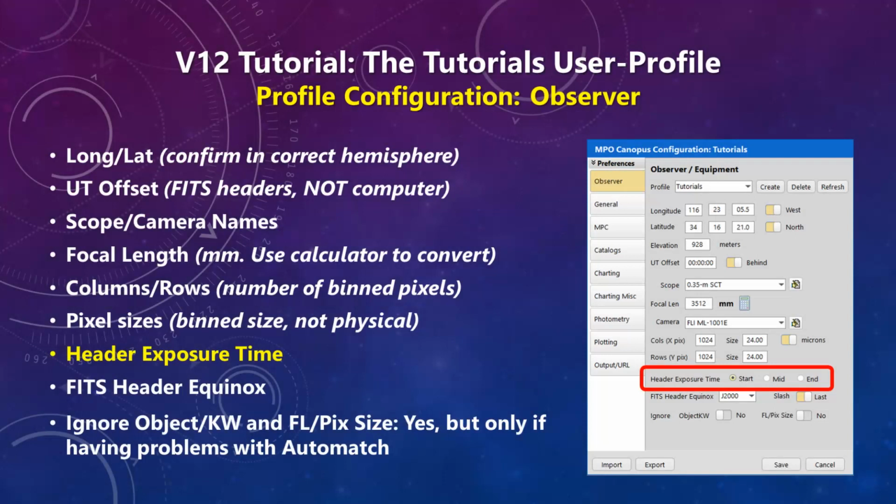Should your imaging software record other than the start time, this setting must be modified as needed. The FITS header equinox is a required keyword. Any celestial positions reported in the FITS header must be referenced against the ecliptic pole and equator at this equinox. The ignore object keyword and the FL size options are almost always set to no. They are set to yes when having trouble auto-matching, when the program uses the values that it extracts from the FITS header.